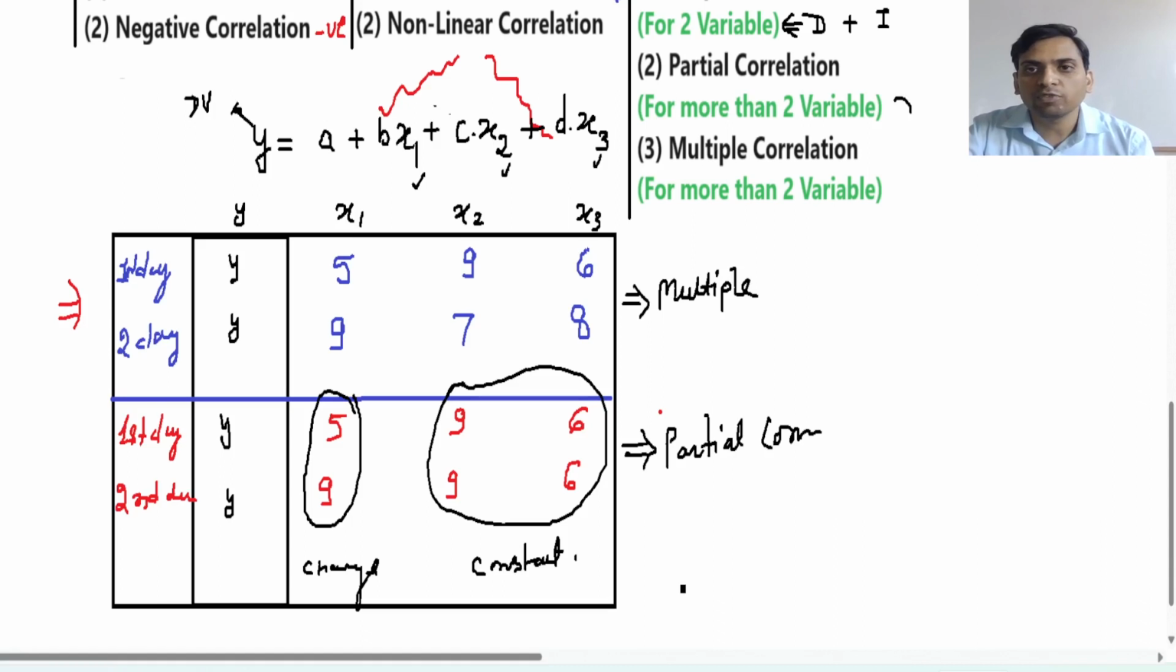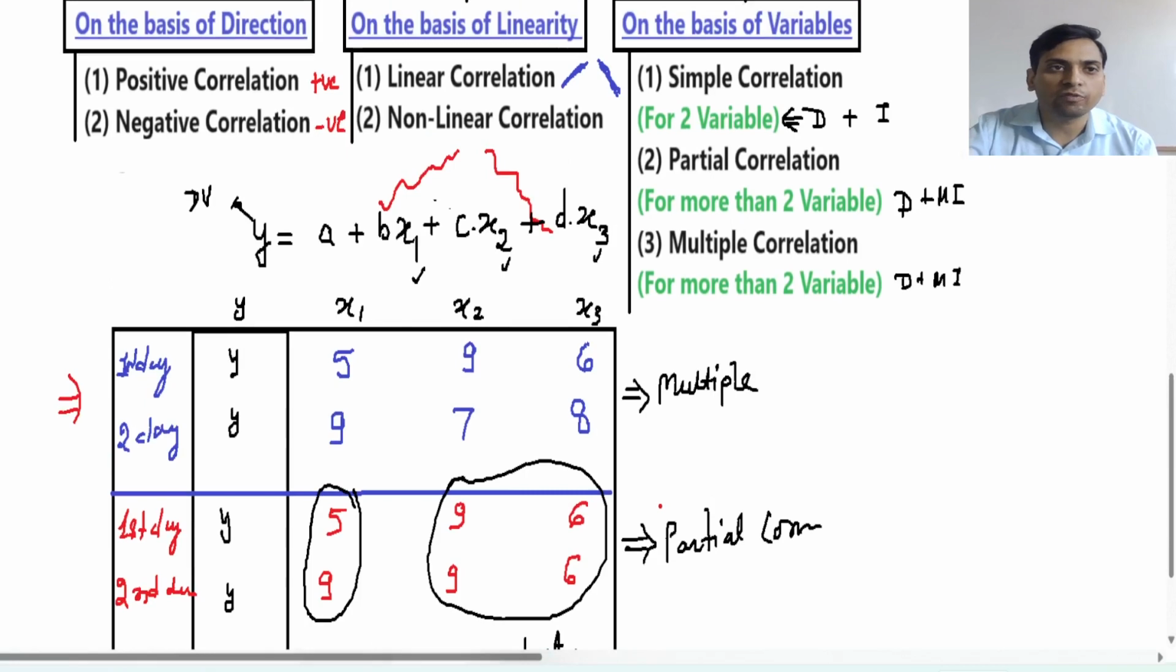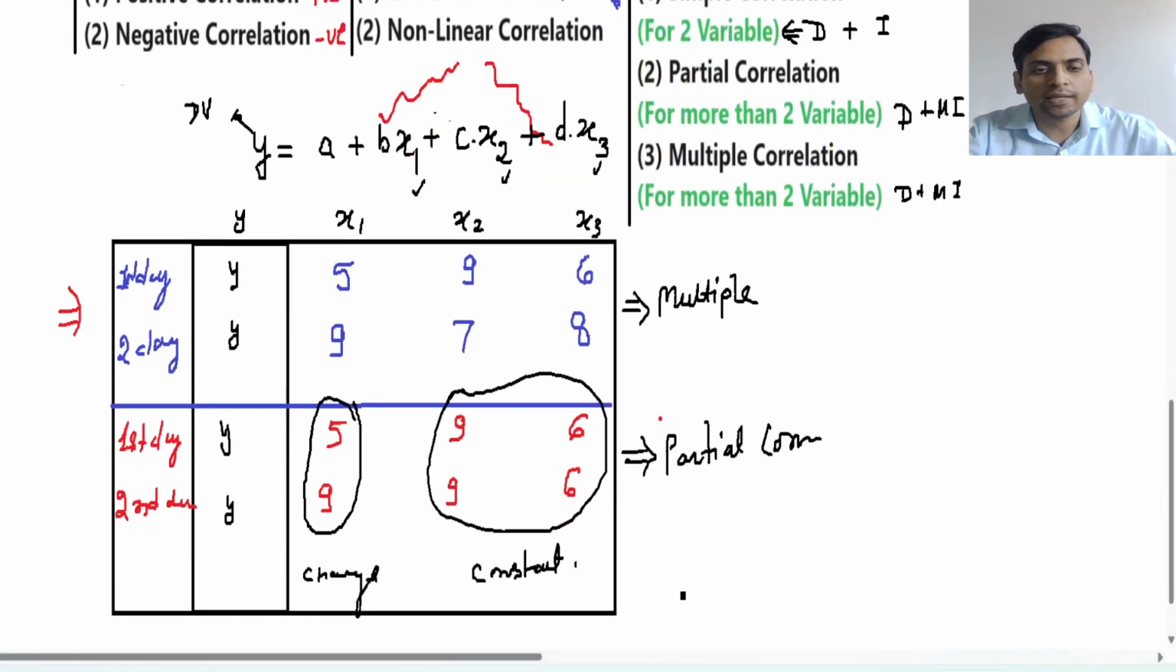So in this case, we have one dependent variable and more independent variables, and in this also more independent variables. So three types of correlation. First is on the basis of direction, second on the basis of linearity, and third on the basis of variable. So I hope you understand this concept. In next lecture, we will cover types of correlation.